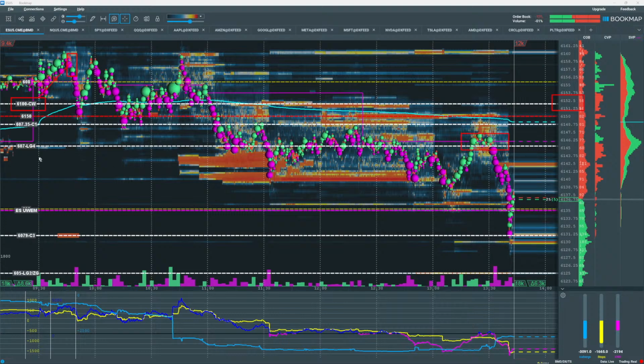All right, so it looks like right now ES reversed lower at the SPY 607 level and found support at the SPX 6079 combo level, combo 3 level. All right, we'll get back to the live market in just a couple of minutes.